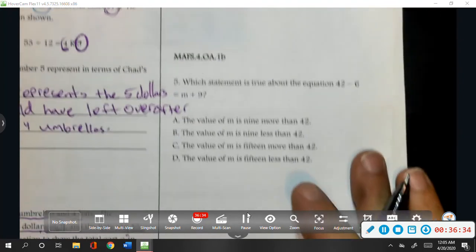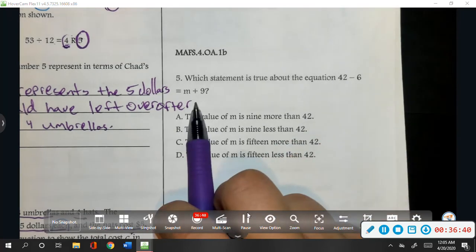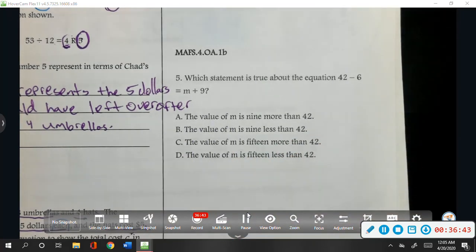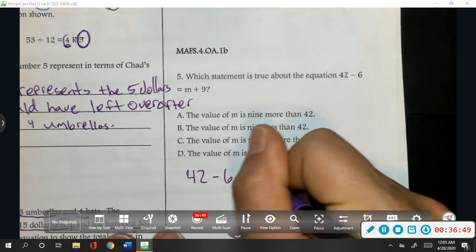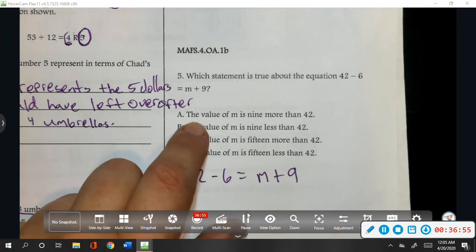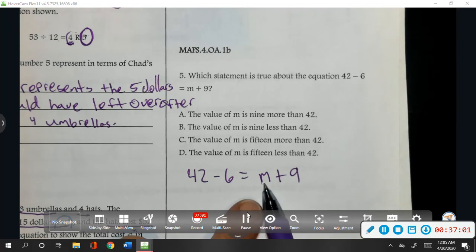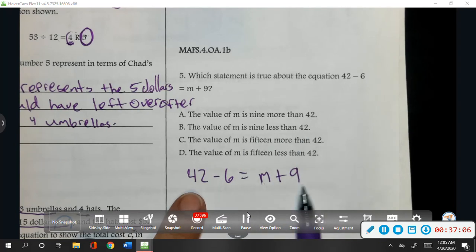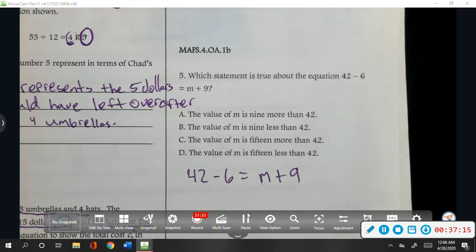Last one. Number 5. Which statement is true about the equation 42 minus 6 equals m plus 9? So we want to look at this. Let's rewrite this so we can see it a little bit better. 42 minus 6 equals m plus 9. Now, looking at our answers, A says the value of m is 9 more than 42. The value of m is 9 less than 42. The value of m is 15 more than 42. Or the value of m is 15 less than 42.